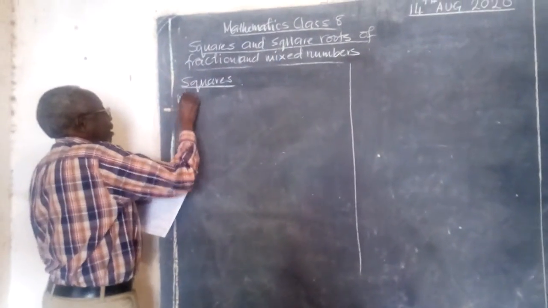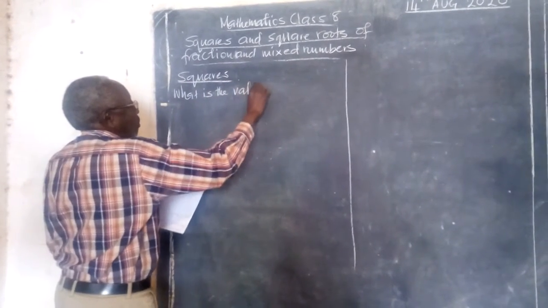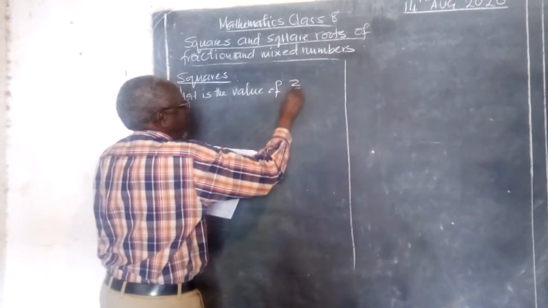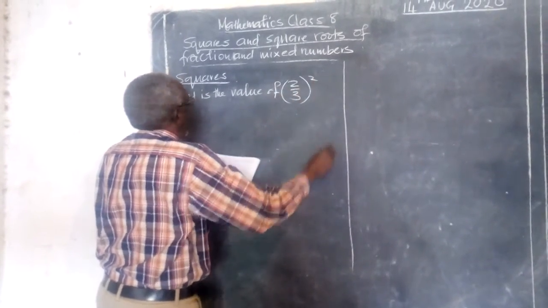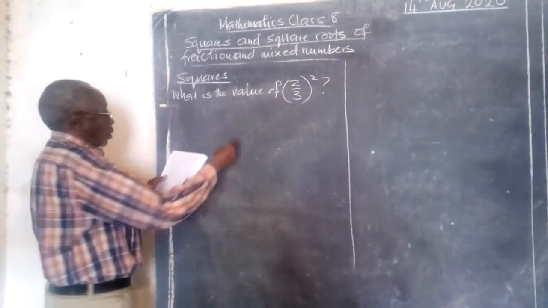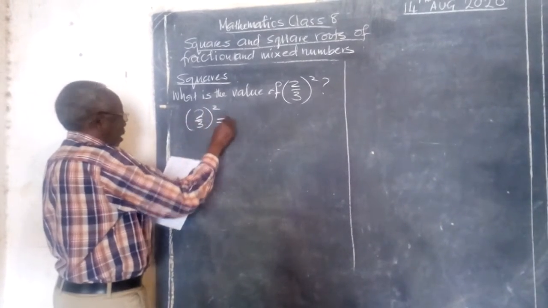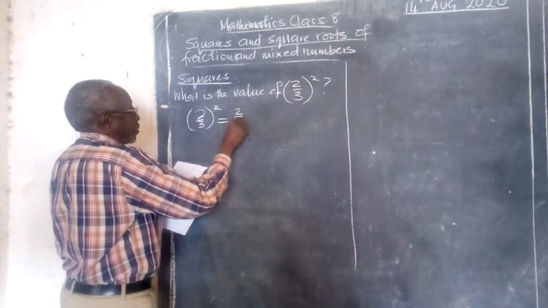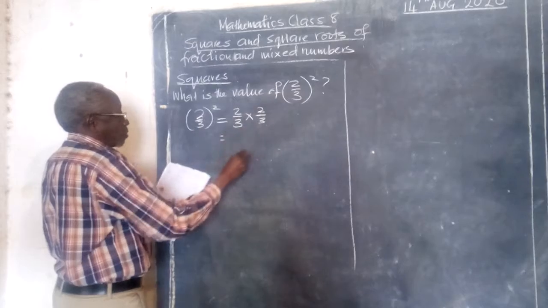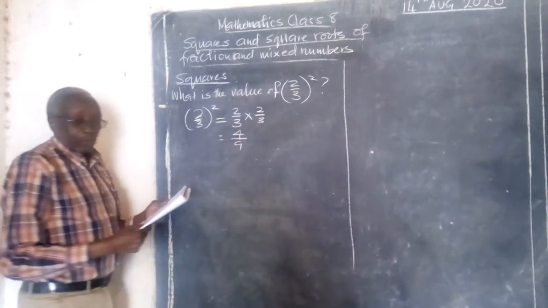What is the value of 2 over 3 in brackets squared? That's the first one we're going to start with. So, for you to solve this, you write 2 over 3 in brackets squared is equal to 2 over 3 times 2 over 3. And the answer we get is 2 times 2, 4, 3 times 3, 9. So, that's the first one.